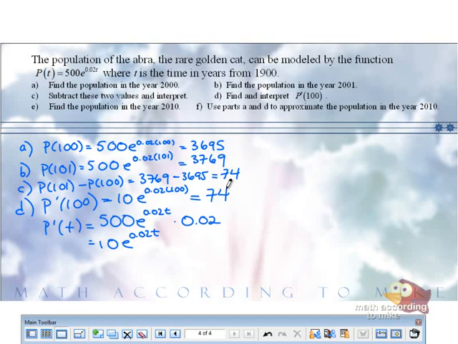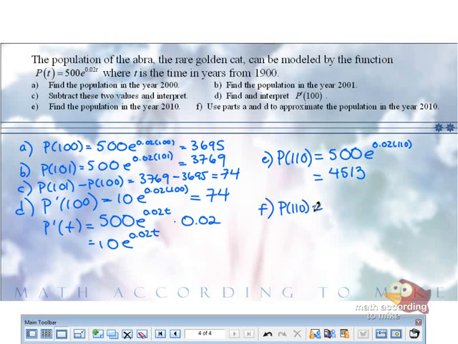Good. E, find the population in the year 2010. What number are we sticking in for T? 110. 4513. And I want you to try F on your own. Use parts A and D to approximate the population in the year 2010. So what's the setup? P of 110 is approximately, yeah.